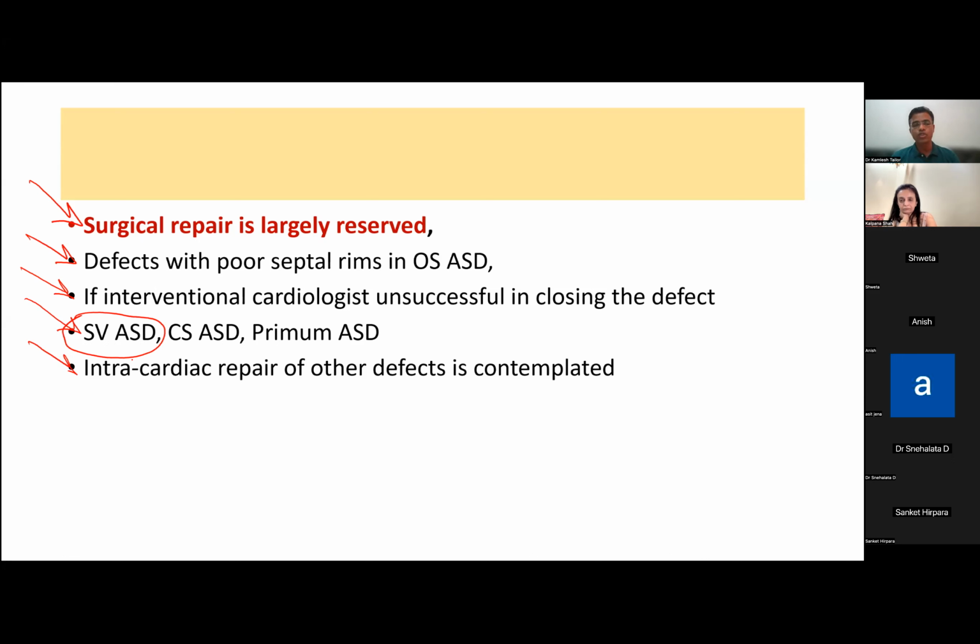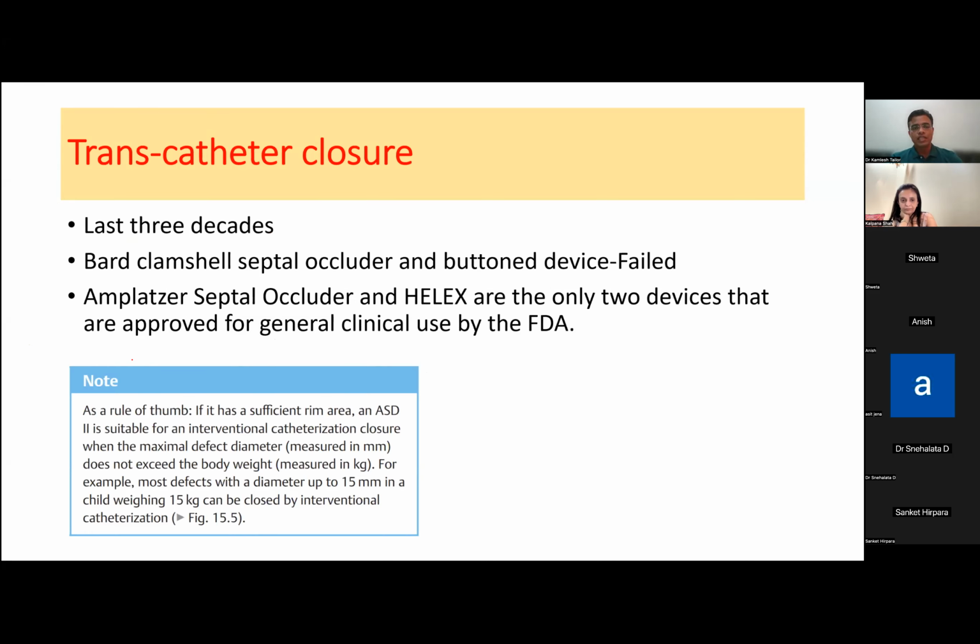Otherwise, nowadays, most of the ASD will go for device closure. Transcatheter closure of ASD is one of the treatments of choice. And in the last 2 to 3 decades, most of the cardiologists are well versed in how to put a device and which device. There are a lot of devices available, including Amplatzer, and there are a lot of other names which we need not remember.